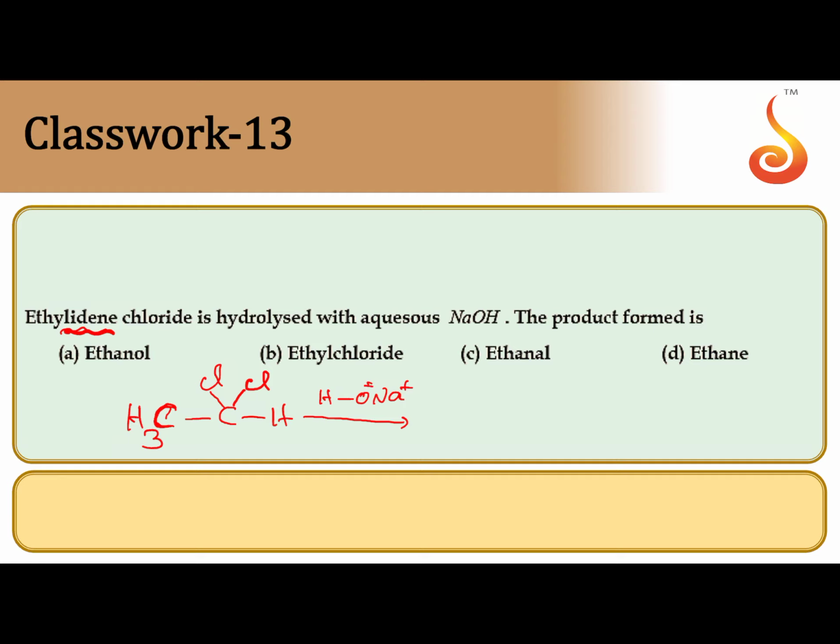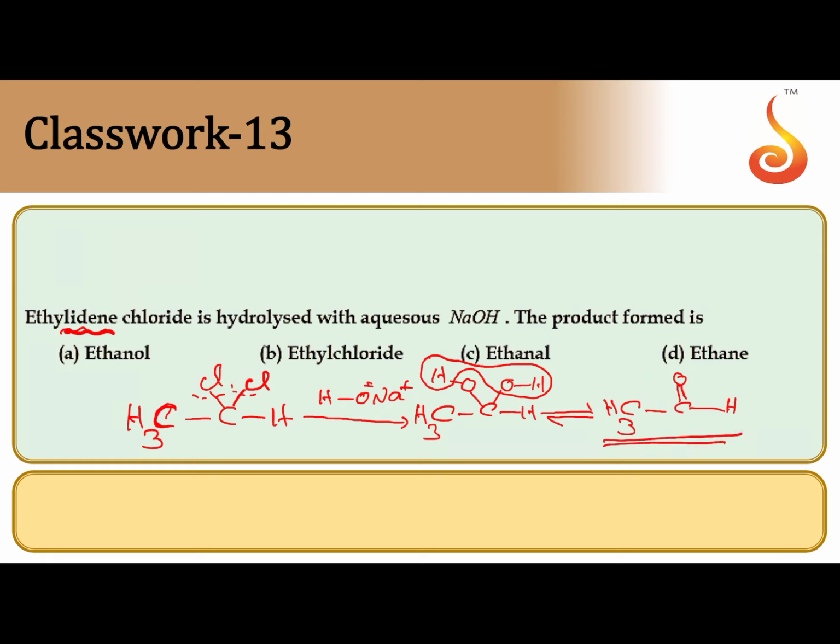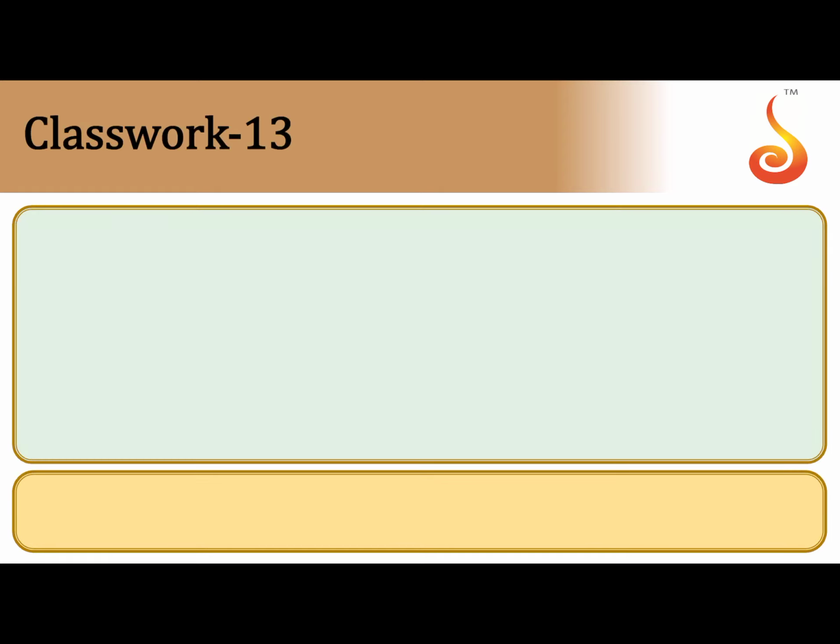So during the hydrolysis what happens? Two chloride ions are substituted by two OH groups. Geminal diol, gem diol is formed. We know gem diol is highly unstable, so as soon as gem diol is produced, there is a chance for the removal of an H2O molecule from the two OH groups. Dehydration takes place, producing a carbonyl compound. So between carbon and oxygen, a double bond is created. So the final product obtained is acetaldehyde or ethanal. So correct answer is C.